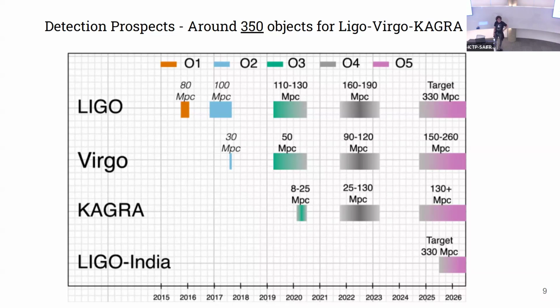But actually, this plot is not updated yet. O4 started in 23. Actually, this is a little outdated, yes. So you push O4 and O5 years to shift forward by at least a year and a half. And also KAGRA doesn't have that sensitivity now. Also Virgo is slightly worse than that now. So I think this was the projection at the end of O3.